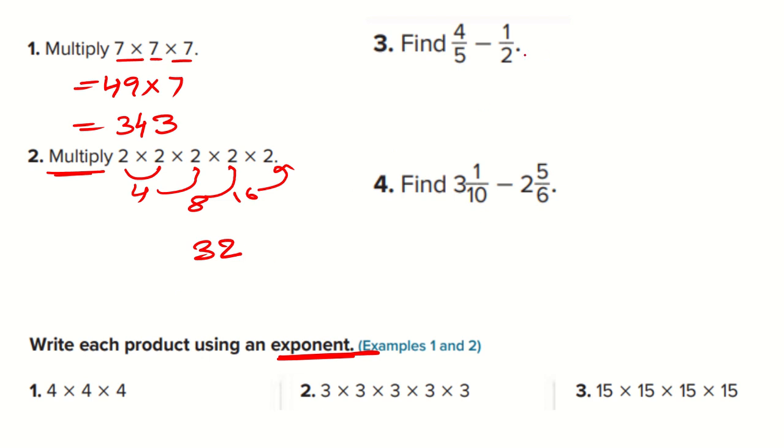Now here they say find 4 over 5 minus 1 over 2. Here you can see if the denominator is the same, then you can calculate the numerators, but here the denominators are different. So students, these questions you can do in various methods. You can make the denominators equal, you can take the LCM, or you can cross multiply like this. This is called the crisscross method.